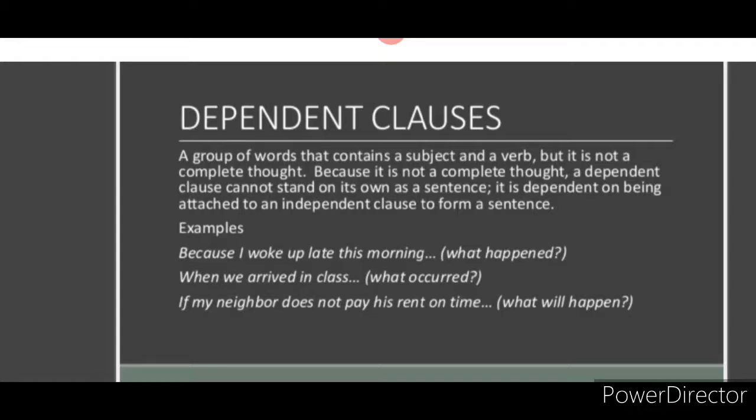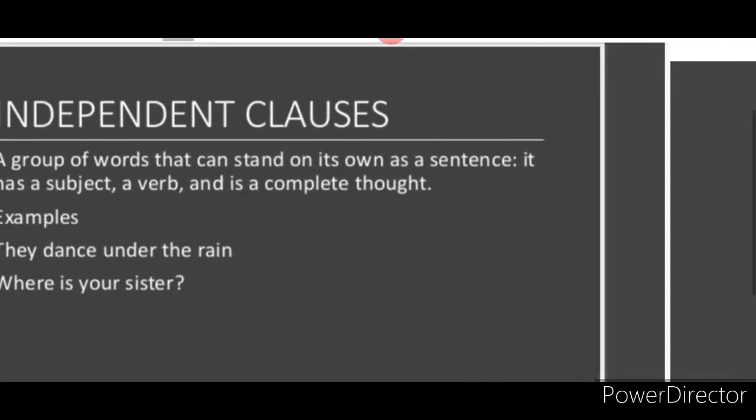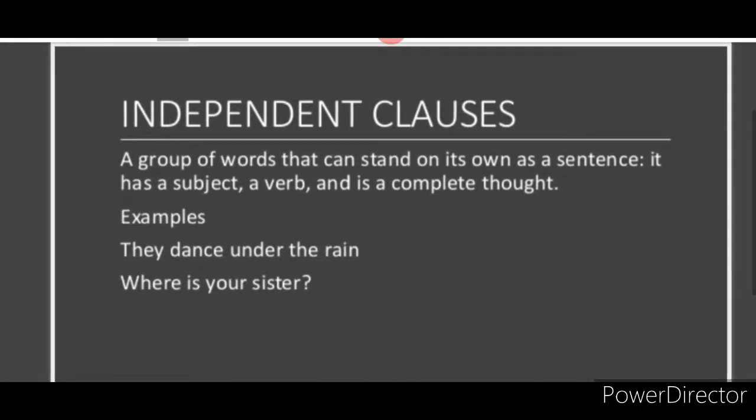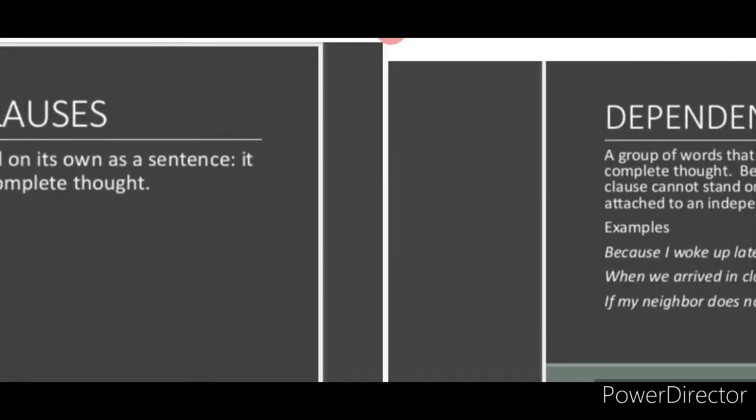Okay, this subordinate clause, this dependent clause, has a subject and verb, but it will not give you a complete meaning, it will not give you a complete thought. In the same way, this independent clause has a subject and verb, and it will give you a complete thought. Okay children, this is the difference between the independent clause and the dependent clause.